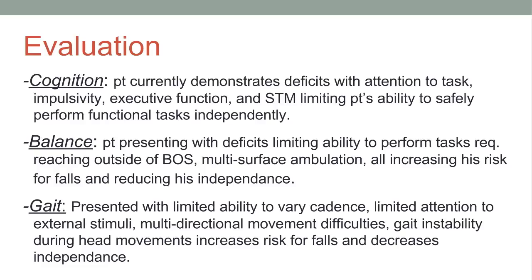The patient also presented with several gait deviations as a result of poor balance and cognitive deficits, demonstrated by decreased attention to external stimuli, reducing his ability to safely negotiate obstacles. The patient presented with limited ability to vary his cadence on command and became unstable during head movements while ambulating. These all increase his risk for falls and decrease his independence.